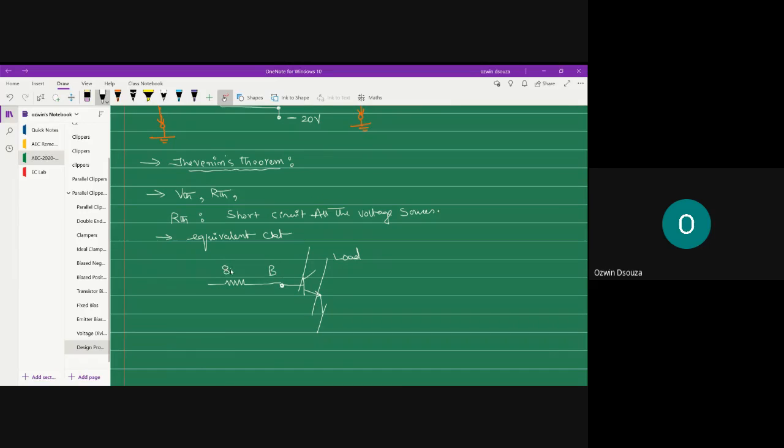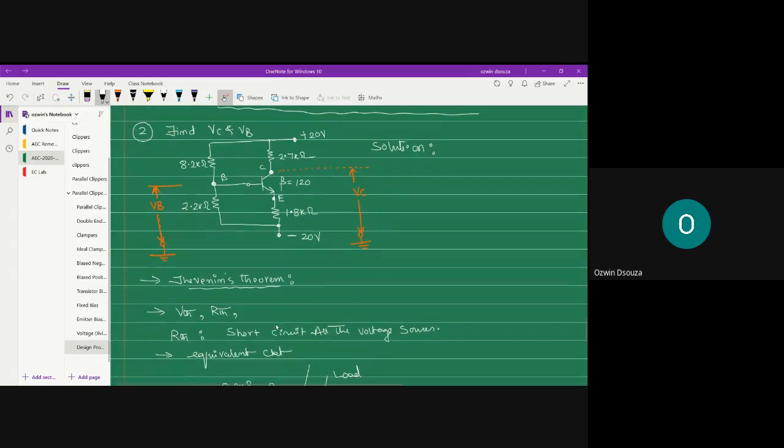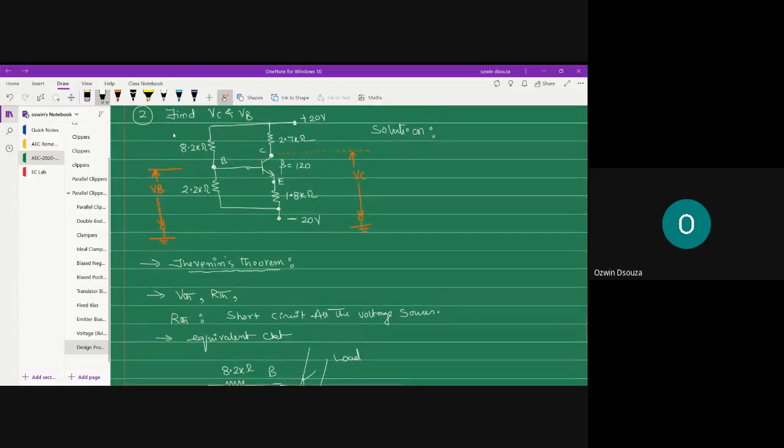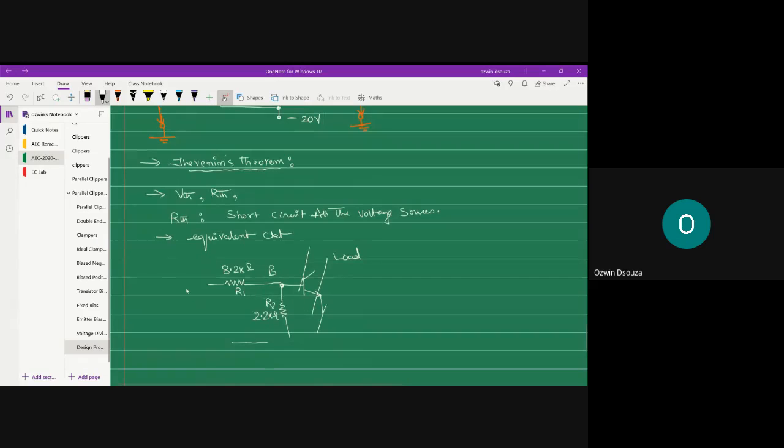To the base terminal an 8.2 kilo ohm resistor is connected, and to the same base terminal a 2.2 kilo ohm resistor is also connected. So that is R1 and this is R2. Fine. The other end of 8.2 is connected to the power supply, this is minus 20 volts.